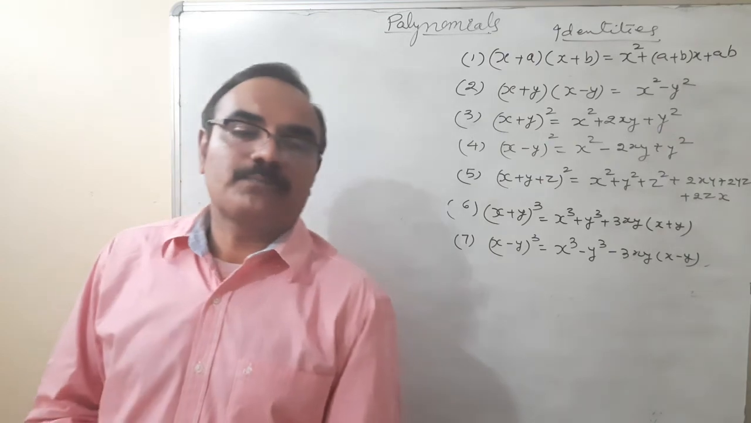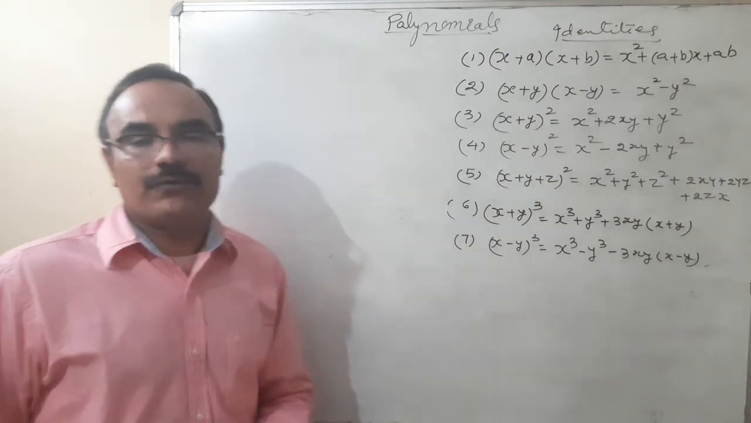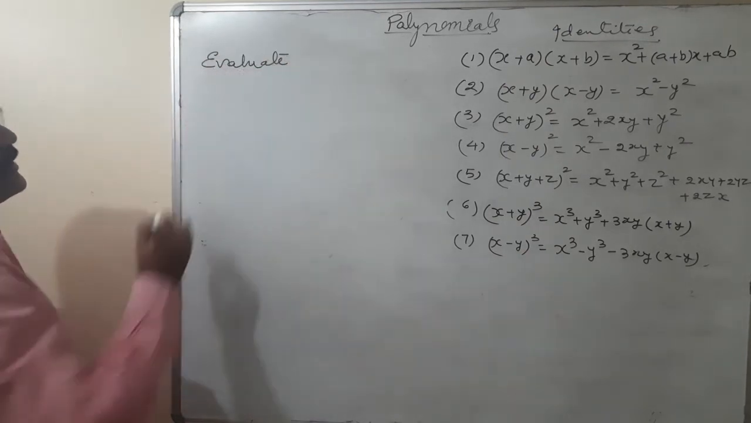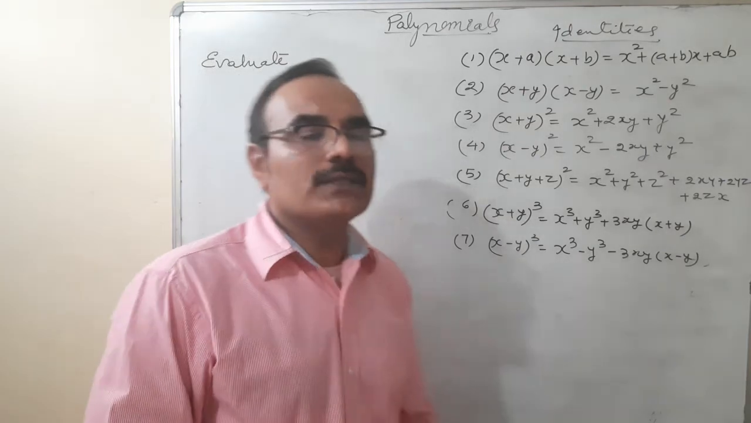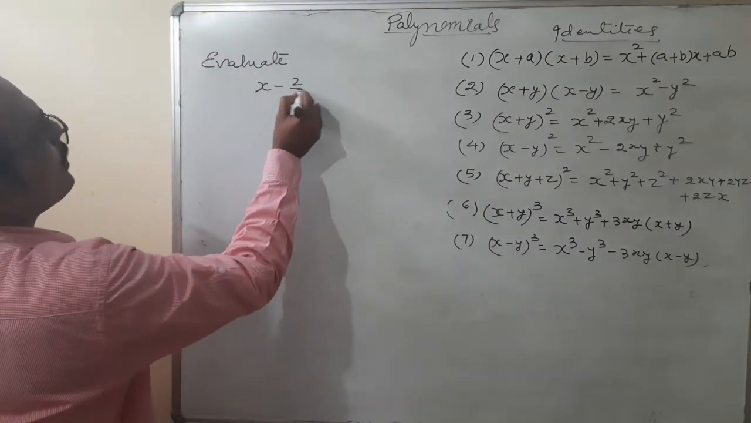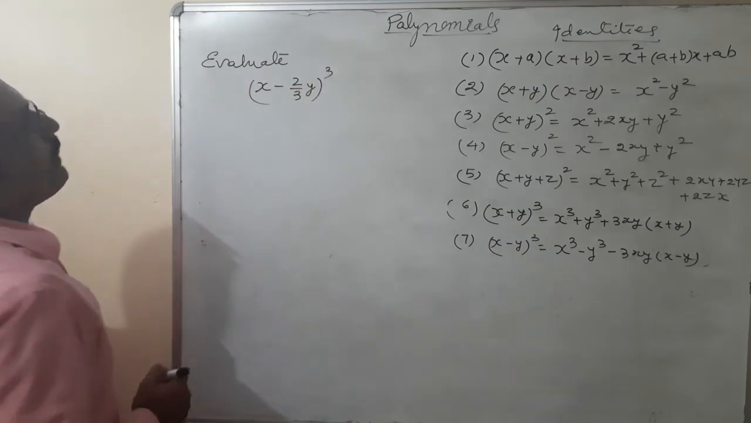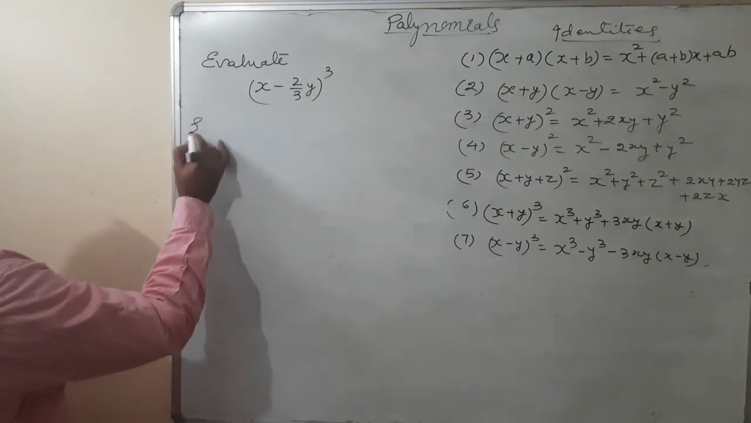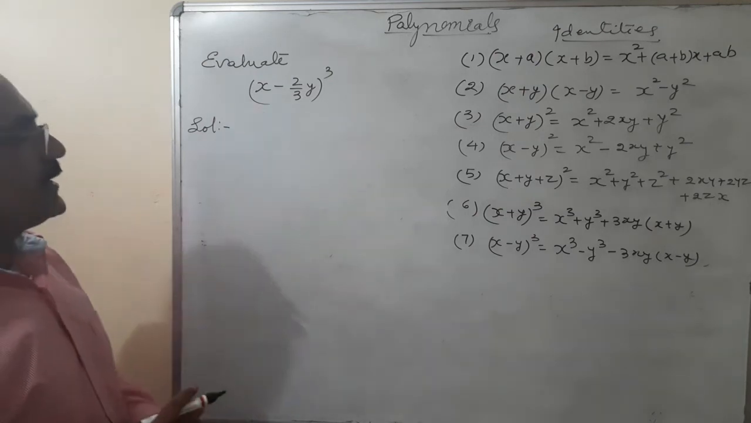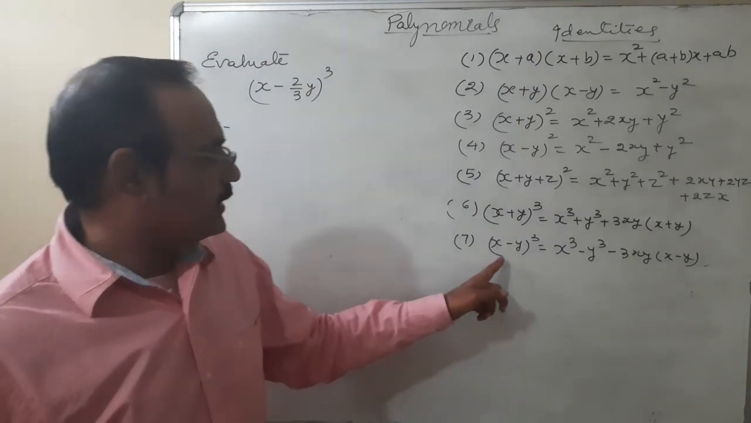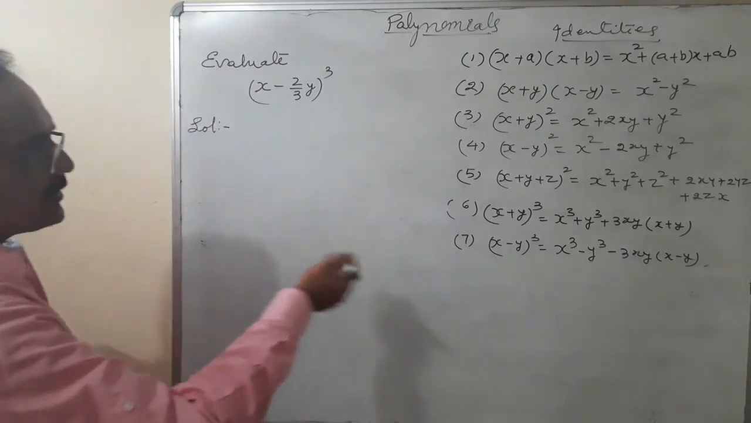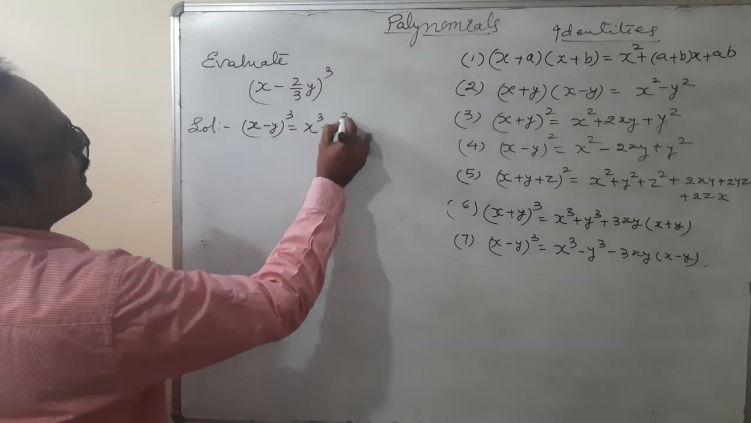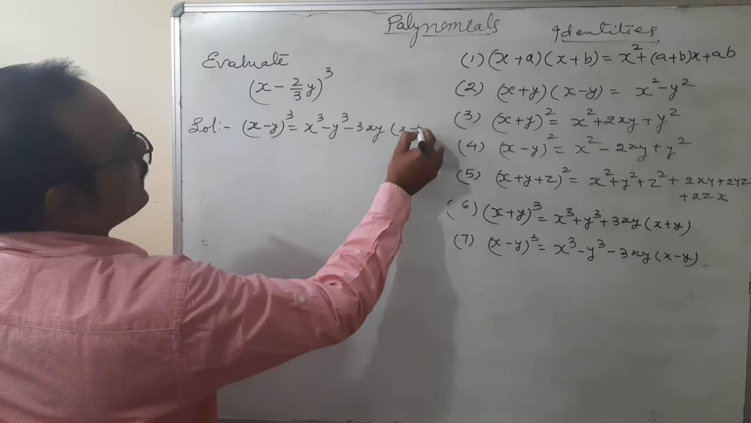Now I am taking a question. Suppose a question is given and we are going to evaluate x minus 2 upon 3y whole cube. This we are going to evaluate. Let us see which identity is matching from this term. I think identity number 7 is matching. So first of all, I am writing this identity: x minus y whole cube is equal to x cube minus y cube minus 3xy in bracket x minus y.